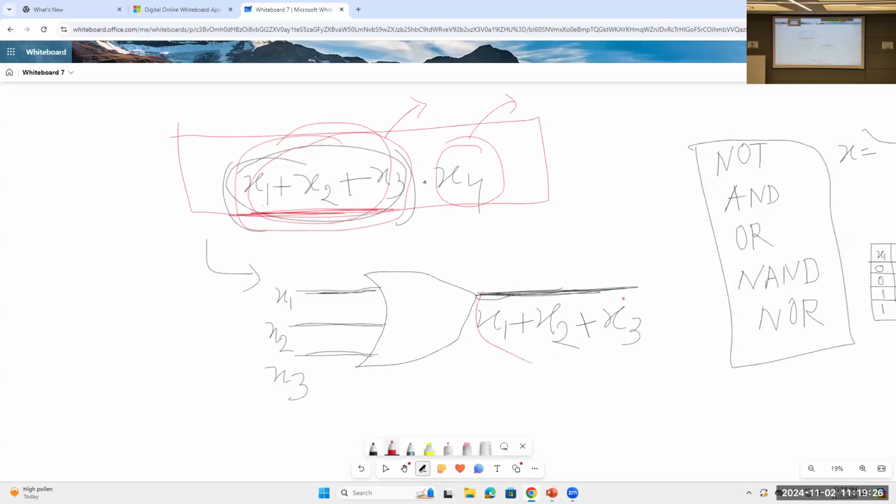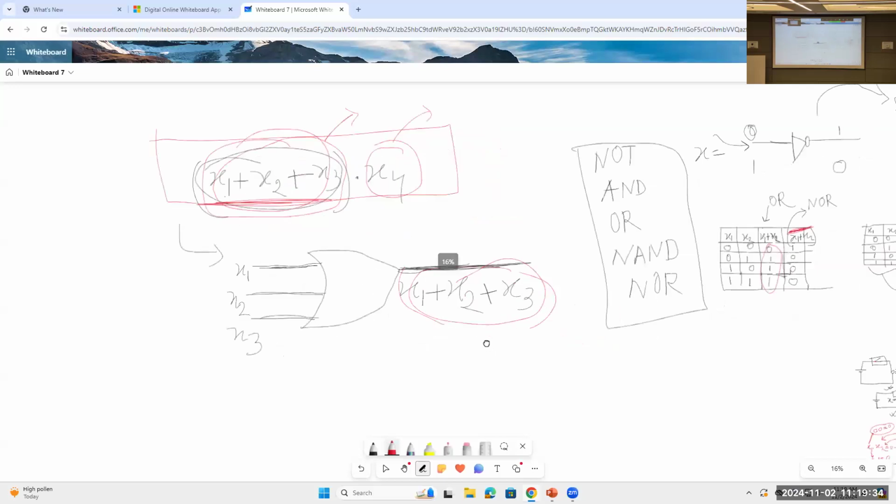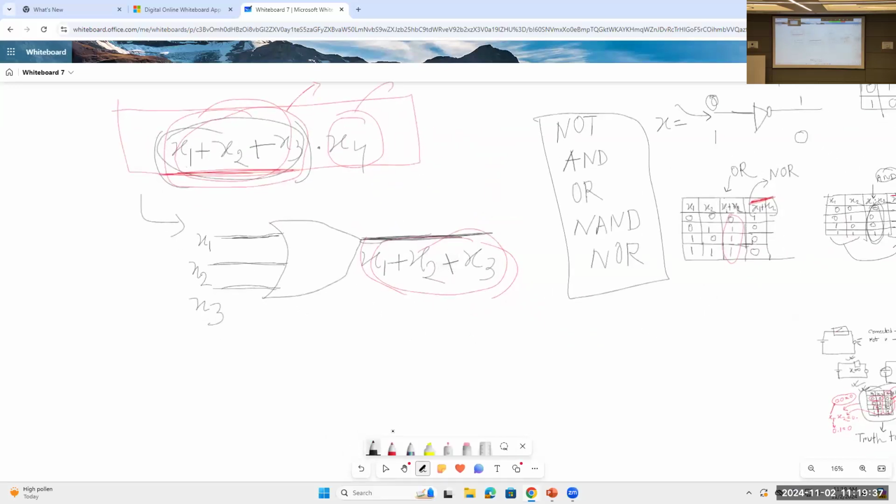So we have already got this X1 plus X2 plus X3, and we have to multiply it with X4. To multiply, what gate do we need? AND gate, right? So this is the symbol of the AND gate. We have to insert this whole X1 plus X2 plus X3 as one input, and the other input is X4, right? Then what will this AND gate do?